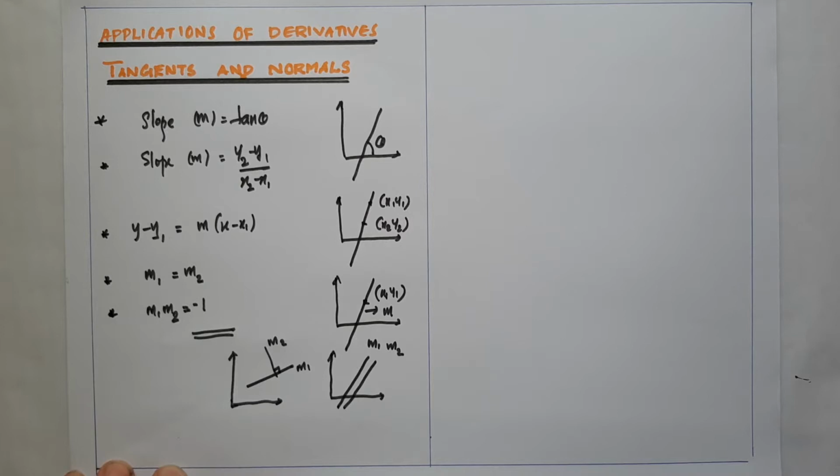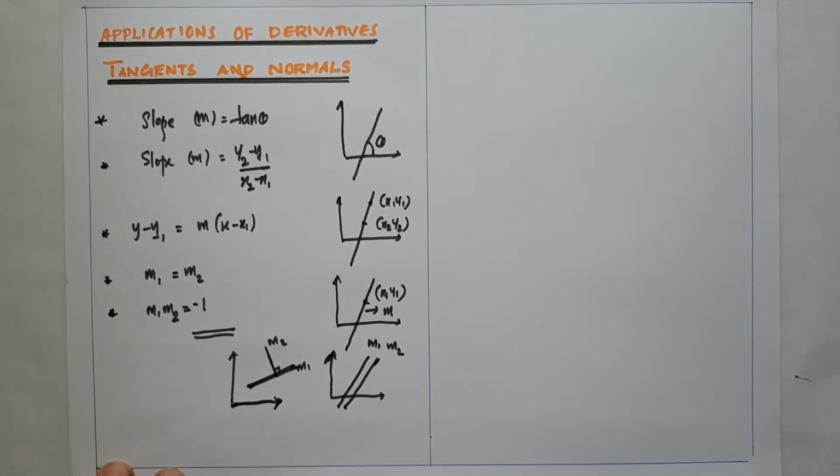It's very important for tangents and normals also. The first is, a line which makes an angle theta with the positive x-axis, then the slope is tan theta. A line passing through two fixed points, then the slope is y2 minus y1 divided by x2 minus x1. And a line passing through a fixed point with slope m given, then the equation is y minus y1 equal to m into x minus x1. If two lines are parallel, the condition is m1 is equal to m2, and the condition for perpendicularity is m1 into m2 is equal to minus 1.